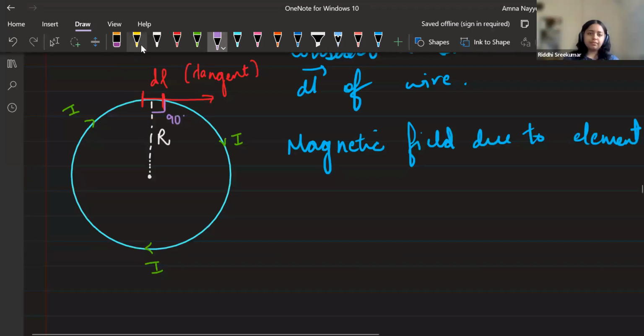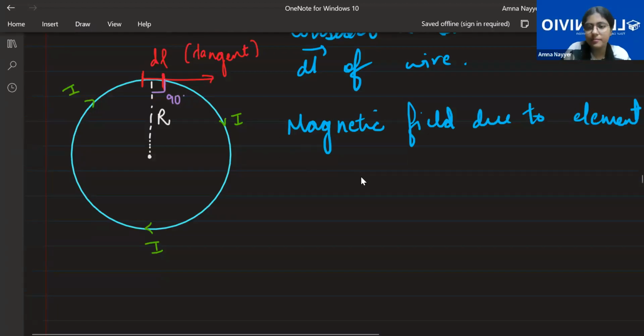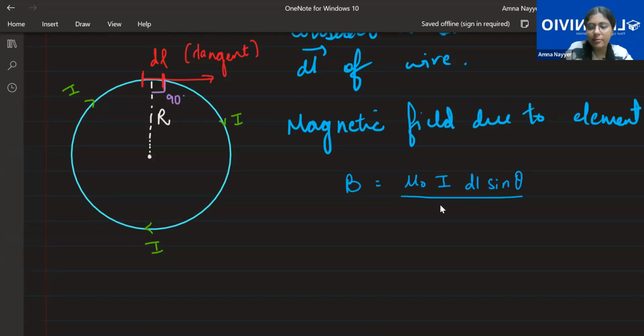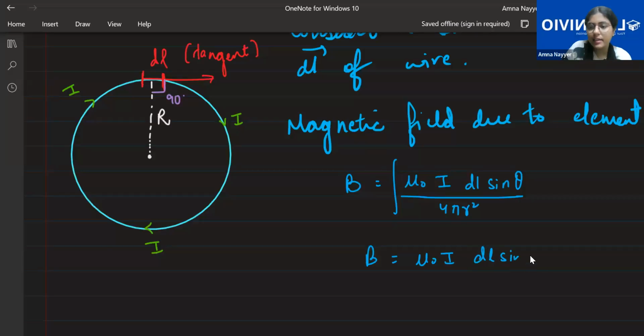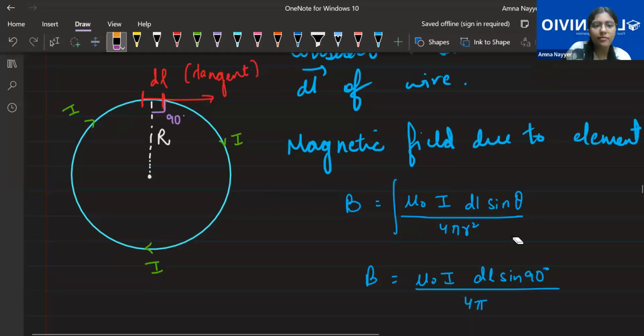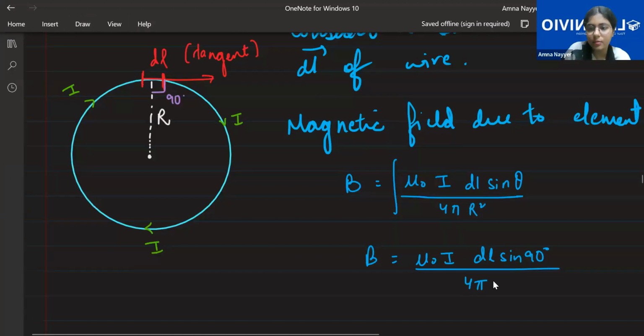Now coming to the derivation. I'll apply the Biot-Savart law. Biot-Savart law will say mu naught I dl sine theta divided by 4 pi r square. Now, since I'm just talking about this dl, I'll have to integrate it to find it for the complete circle. Now, sine theta will be 90 degree. So, mu naught I dl sine 90 degree divided by 4 pi capital R. I've taken capital R here, so I'll take capital R here also. Capital R square.